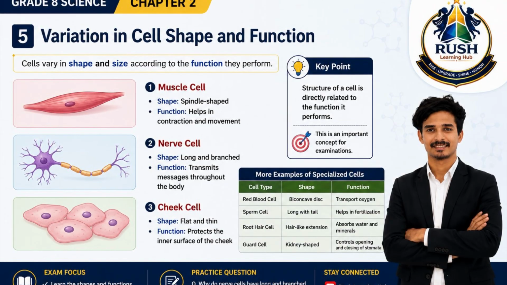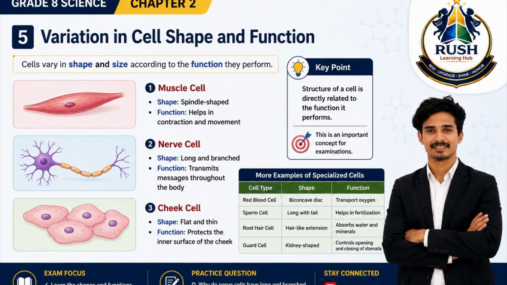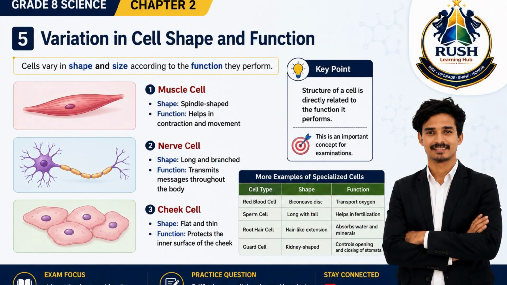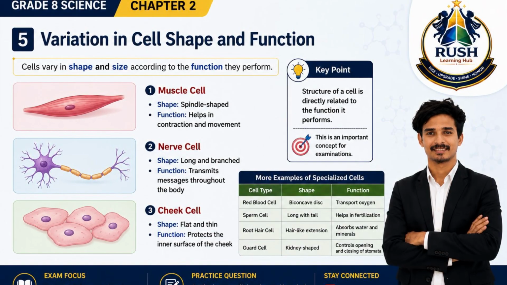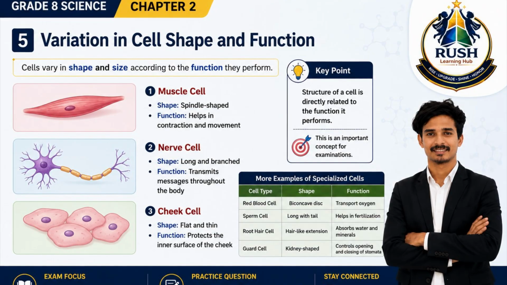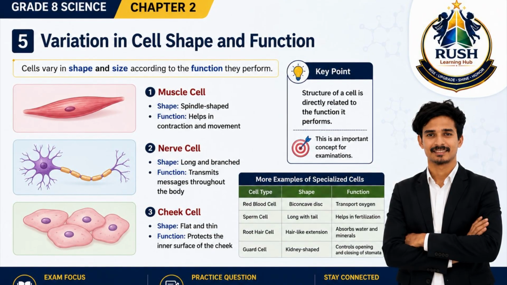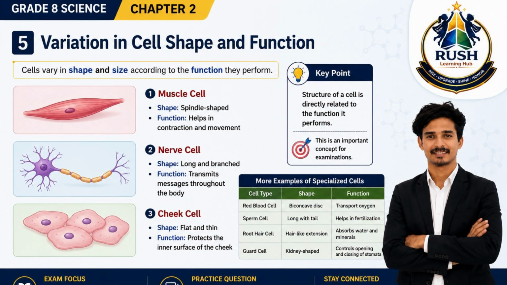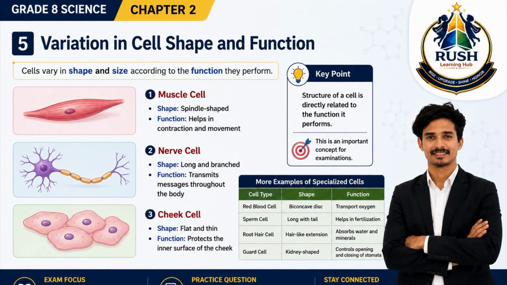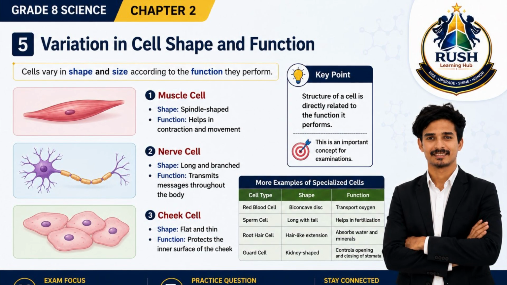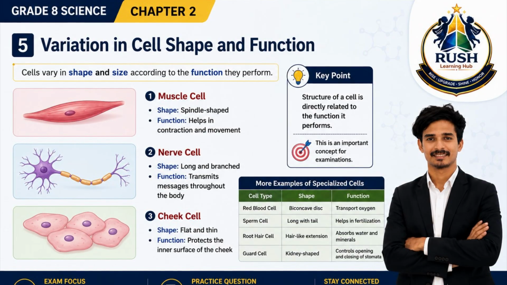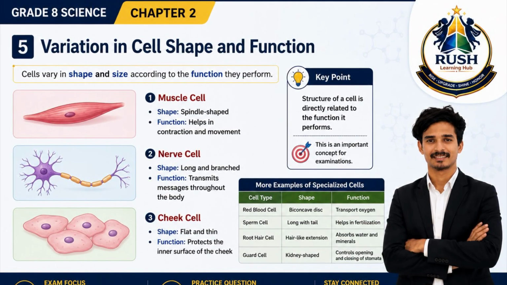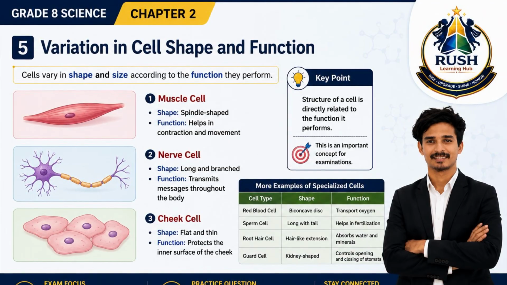Cheek cells are thin and flat. They form a protective lining inside the mouth and help protect underlying tissues. These examples demonstrate an important biological principle. The structure of a cell is related to its function. Cells are specially designed to perform particular tasks efficiently. Questions related to examples of cell shapes and their functions are commonly asked in examinations.